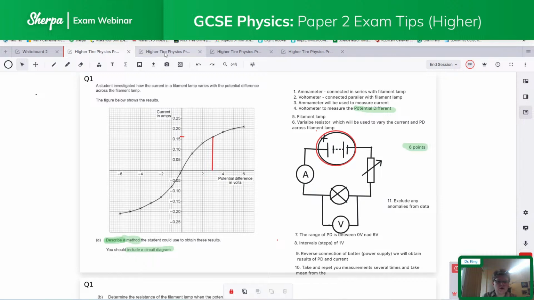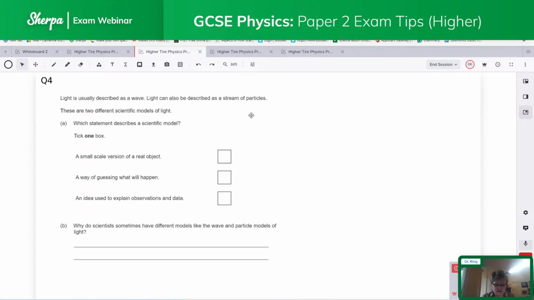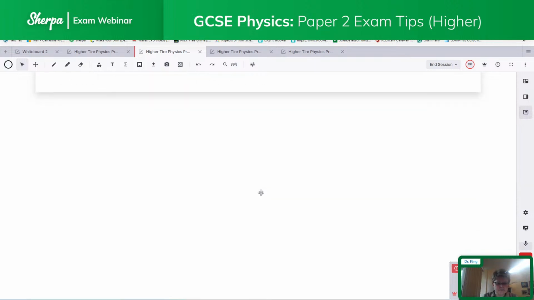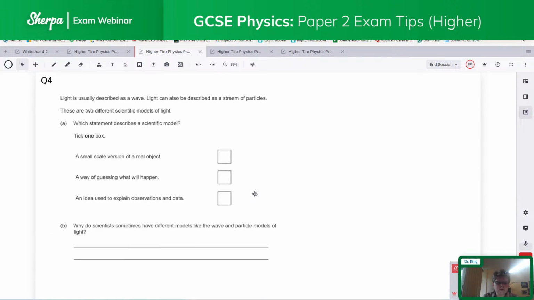Okay, so the next set of questions that I chose for you is about light. The question is marked as an 11-mark question in total. We have A, B, C, D, and E with required explanation. So light is usually described as a wave. We know that light is a wave, but it can also be described as a stream of particles. There are two different scientific models.